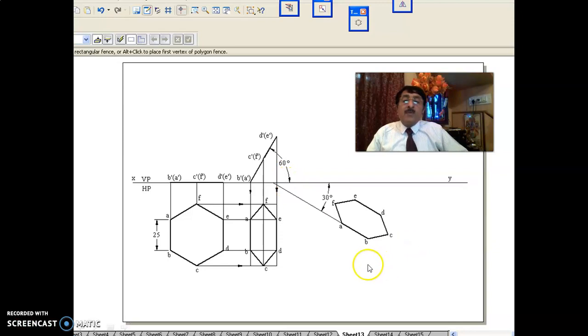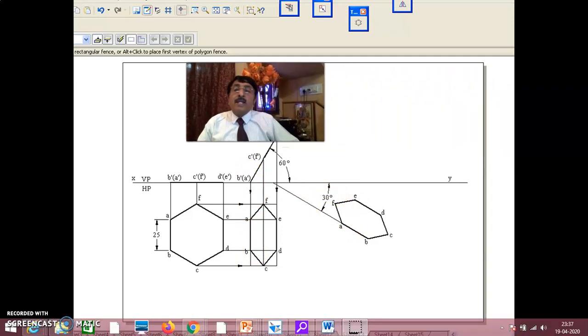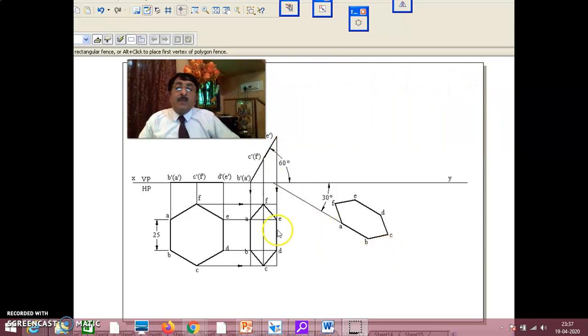Okay, now you see here. What I have done is, edge on HP is AB. That is inclined at how much to VP? 30 degrees to VP. Okay, edge on HP is inclined at 30 degrees to VP. Take the same top view, that is, move and copy, paste and rotate it in such a way that it is inclined at 30 degrees to VP. Okay, this and this are same.